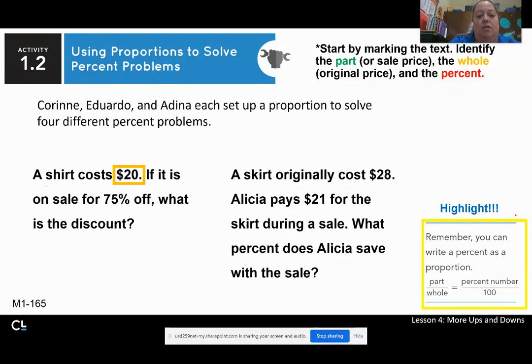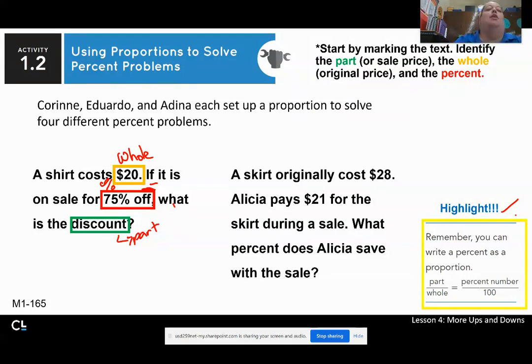So this first one is yellow, that's going to be $20. The cost of a shirt is our whole. The next box, 75% off. Well, off means to subtract, so I'm going to put a subtraction. And then, of course, this is our percent. And then the question is, what is our discount? So our third box is always going to come from the question. So discount is our part.